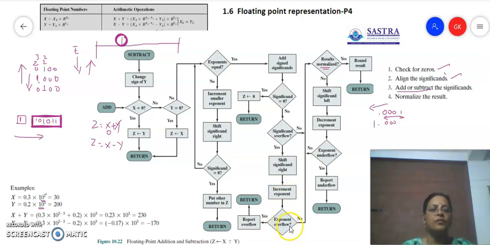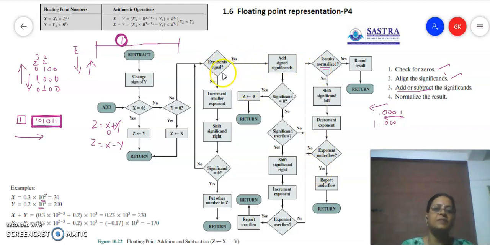If it is not overflowing, I can simply continue the procedure for checking the normalization of the result. If the exponent is overflowing, I cannot go further, so I will just report overflow and then return. So this completes the discussion of this path. Okay. Now, we safely assumed in the beginning that the exponents are equal, so we have done it like this.